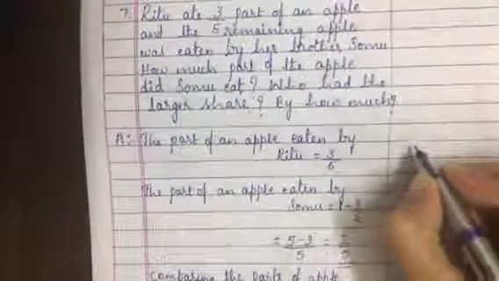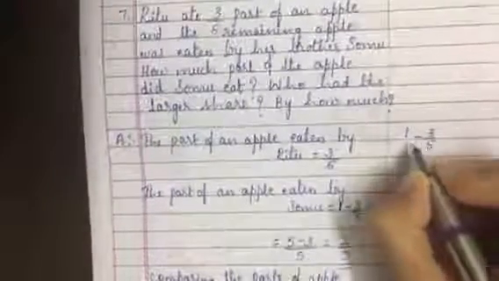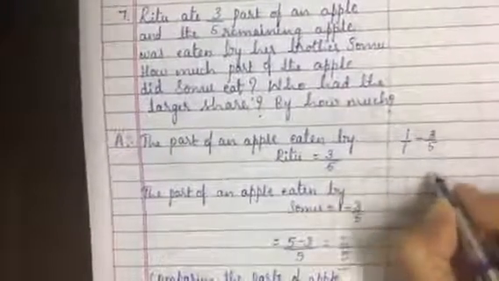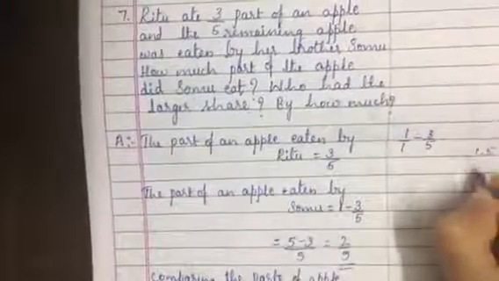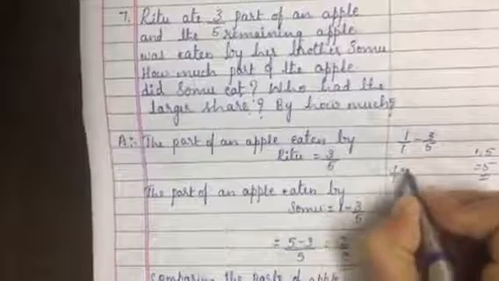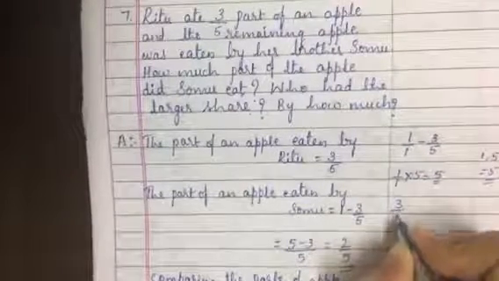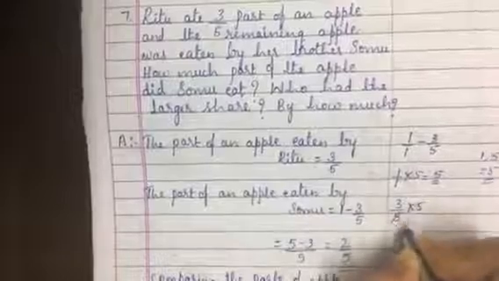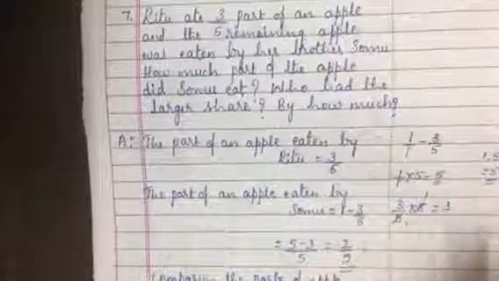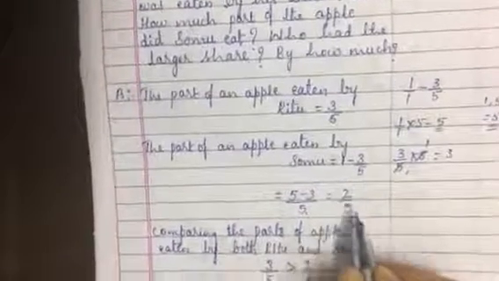This you can do like this also, children. 1 minus 3 by 5. Nothing is there, means put 1 in the denominator. 1 and 5, LCM is 5. So you can write here 1 by 1 into 5, so that the answer will be 5. 3 by 5 into 5. 5 ones are cancelled. So 5 minus 3 by the same LCM is equal to 5 minus 3, which is 2 by 5.